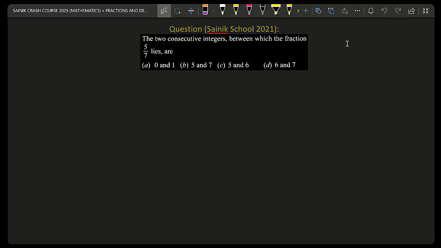Because the fraction is not greater than 1 or lesser than 0. It's more than 0 and less than 1. How can you decide it is more than 0 and less than 1? If the numerator is greater than the denominator, it's greater than 1. If the numerator is more than 0, it is greater than 0.